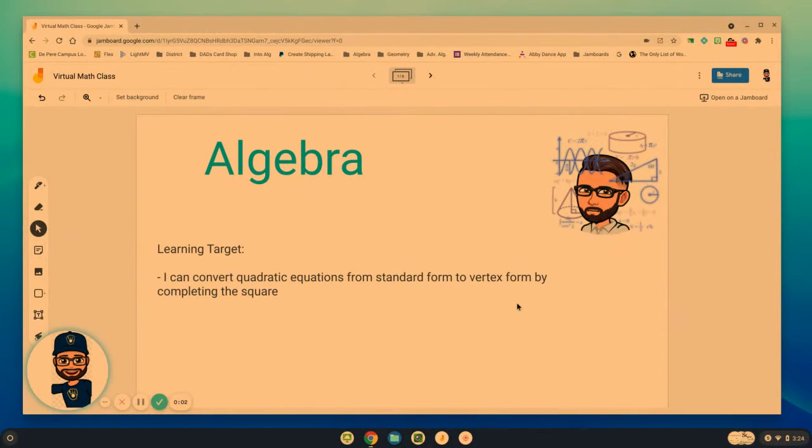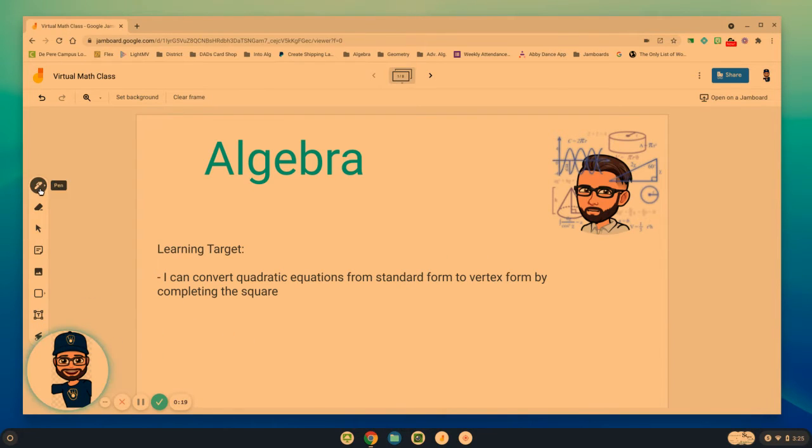Hello, algebra students, and welcome back to another video lesson today as we continue to work with our quadratic equations. Today, we're going to look at taking that standard form and converting it backwards to vertex form. How do we go from standard to vertex?